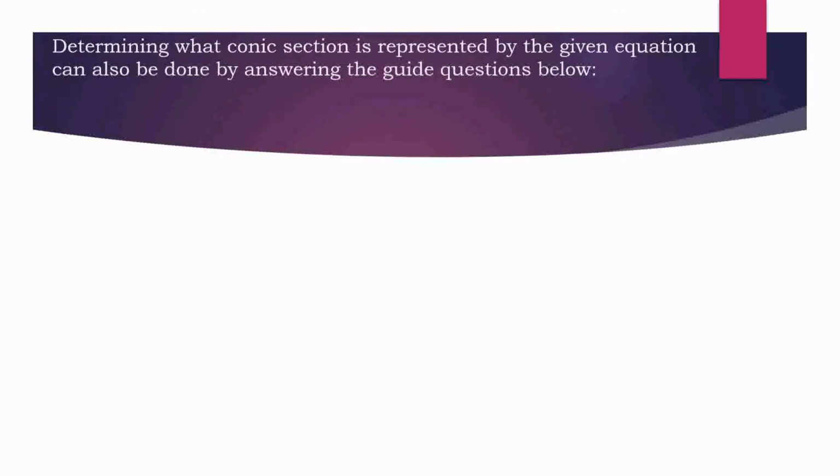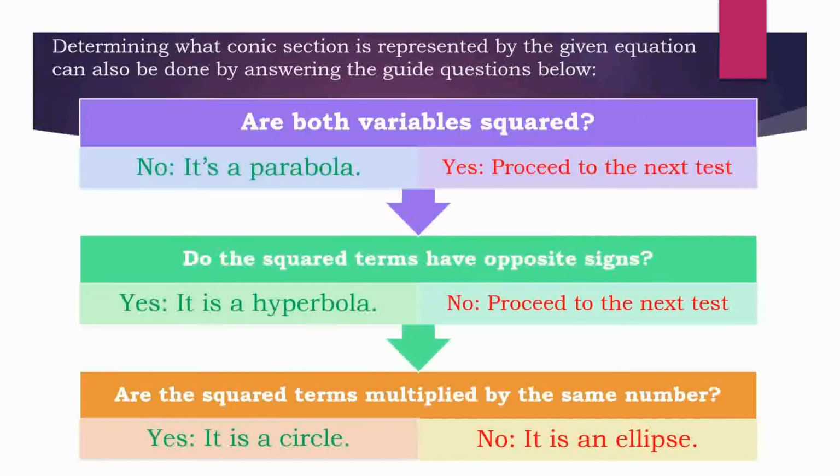Determining what conic section is represented by the given equation can also be done by answering the guide questions below. So, unang tanong, are both variables squared? O yung x and y ba ay parehong naka-squared? So, if no, then it is a parabola. So, parabola yung pinakamadaling matandaan dahil kung iisa lang yung naka-squared na variable, ibig sabihin, isa siyang parabola. Kung x lang yung naka-squared, then isa siyang parabola, or kung y lang yung naka-squared, then isa siyang parabola.